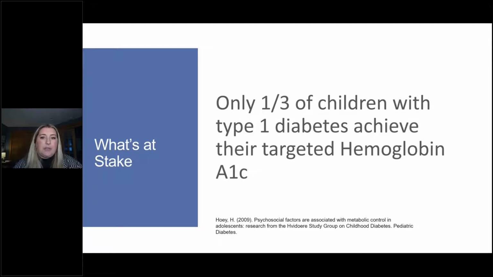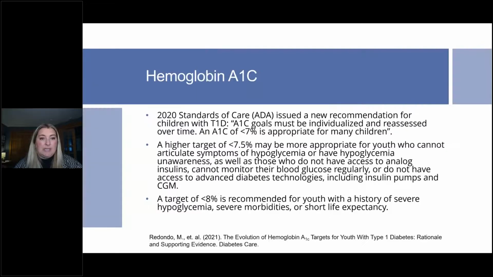So we know that only one-third of children with type 1 diabetes achieve their targeted hemoglobin A1C. We talked a little bit about the A1C earlier. Again, the diabetes community is trying to move more to a time in range model, but still the hemoglobin A1C is kind of what is looked at.